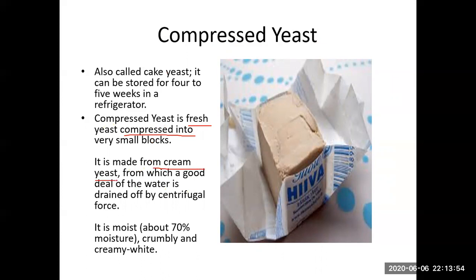What happens here is that the cream of yeast is put in a centrifugal machine and centrifuged at high force, and with that force the water is drained off, and then we get only the cream of yeast. Then it's prepared into a block, and it's mostly moist; it contains 70% moisture.